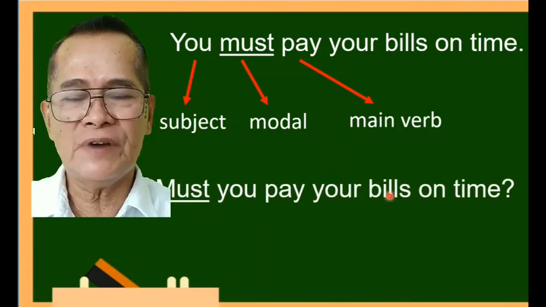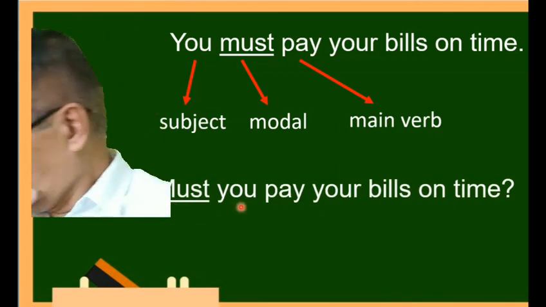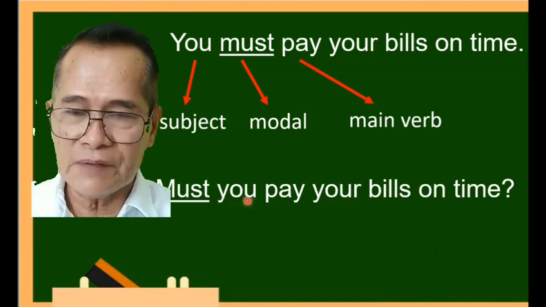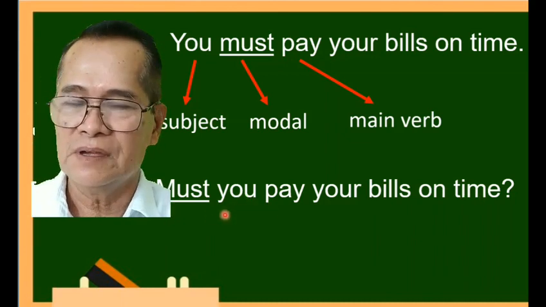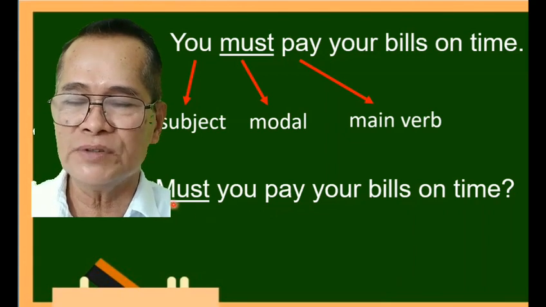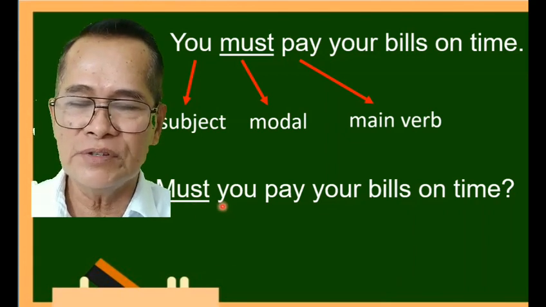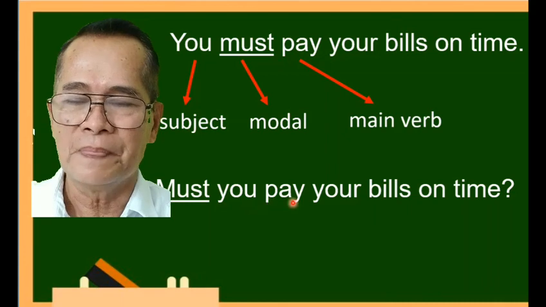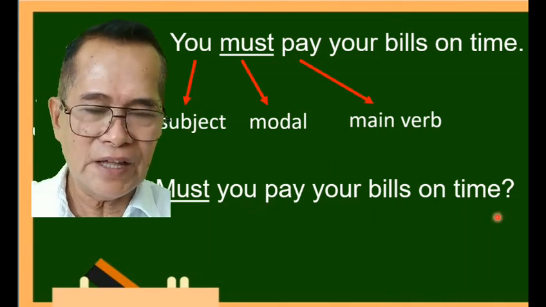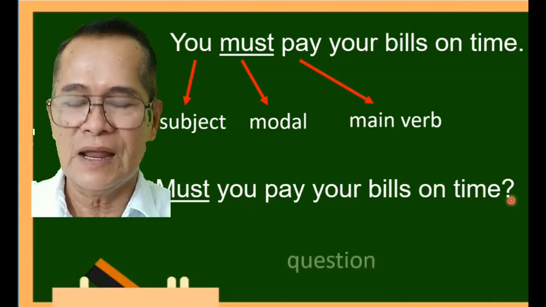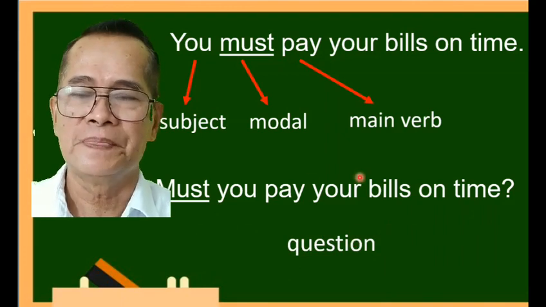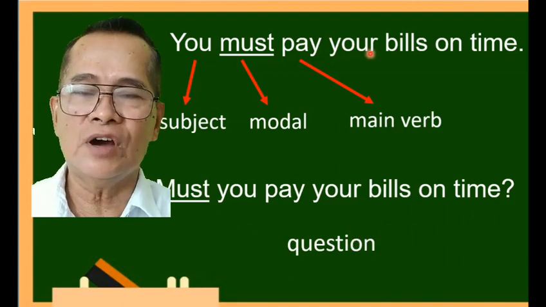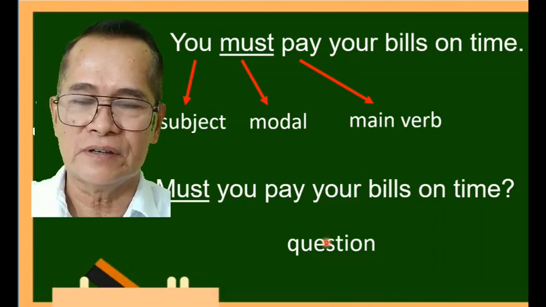If we are going to invert the sentence, reverse the sentence like this. Must you pay your bills on time? The sentence begins with the modal must, and then the pronoun you, and then the main verb pay. Here, it ends with a question mark. Now, it becomes a question. The idea is changed. From obligation, it becomes a question.